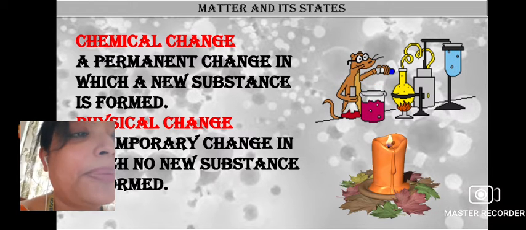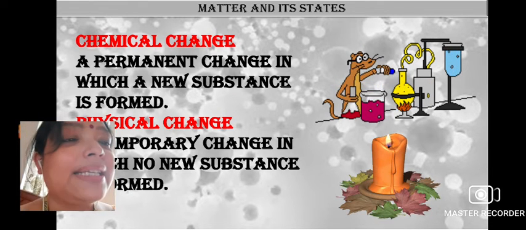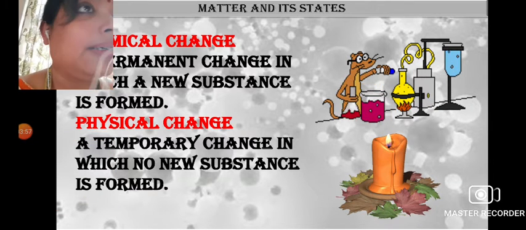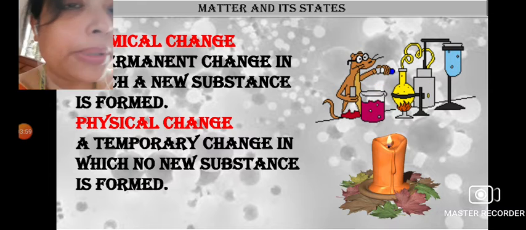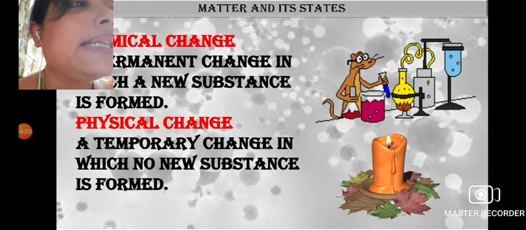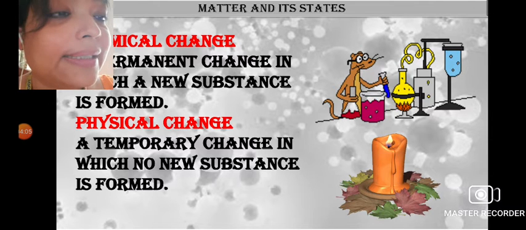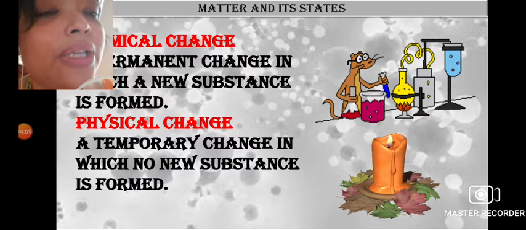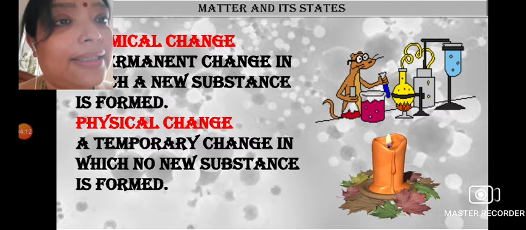Another example is the physical change. Here you can see the melting of wax, which is a temporary change. It's not burning. Burning is a permanent one. But with melting, you can see the molten part of the wax on the side of the wax. That part we can rejoin again and form the candle.